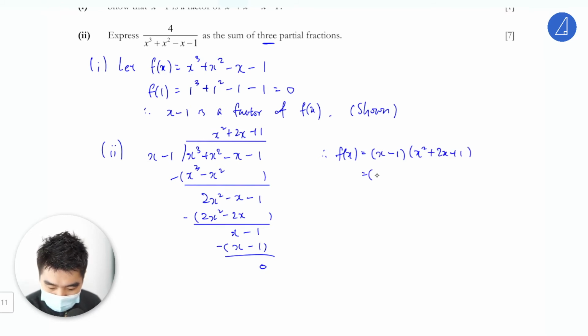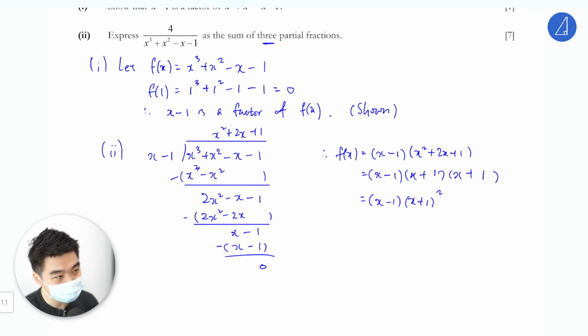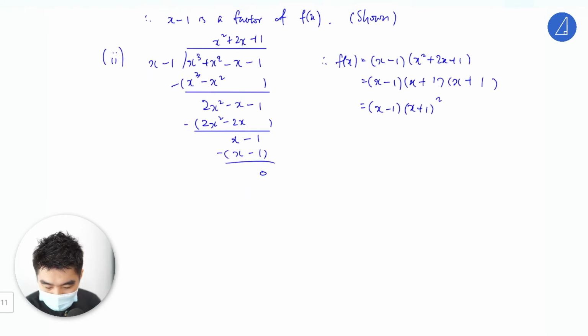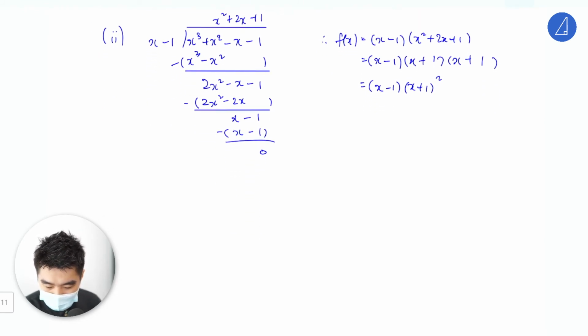quotient. So because you need to express as 3 partial fractions, you need to produce 3 different factors over here. So that means you need to further factorize this quadratic equation. All right, so this is 1, 1, plus, and plus. So actually this can also be written as (x plus 1) squared. Okay, so now that you've factorized this successfully, then you can attempt to do your partial fractions.